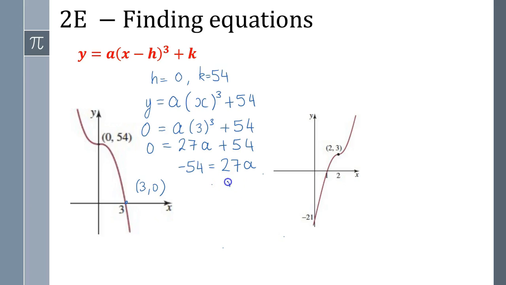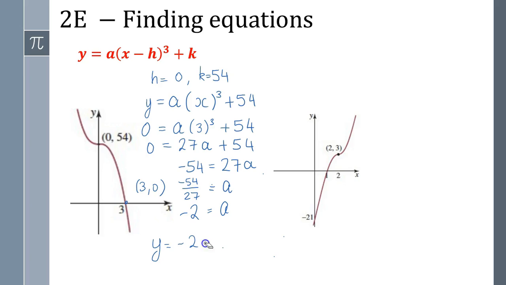Okay, and then a equals negative 54 over 27. So I do a couple of little checks. I make sure that if the slope's negative, the graph looks negative. Yep. Okay, so I'm going to bring all that together in my final equation. So y equals negative 2.